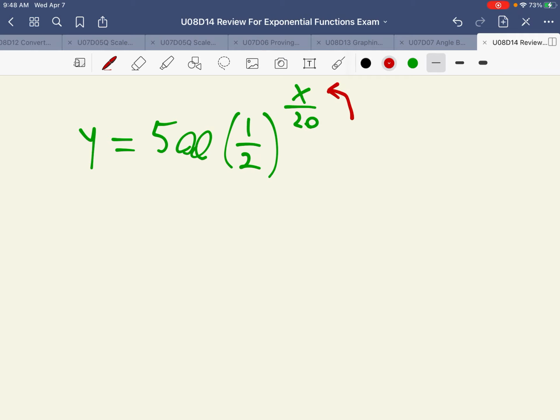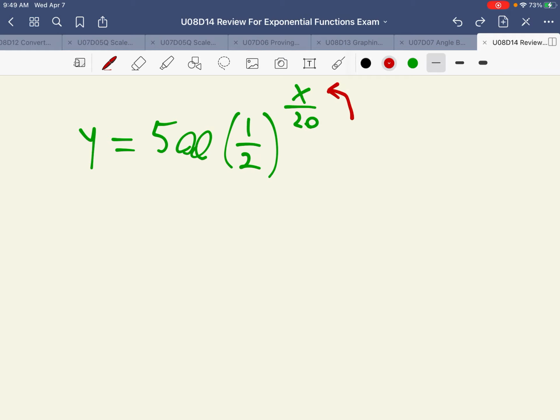So once this reaches 20, it's the same thing as multiplying it by a half once. After 40, it would be like this was a 2, and the 500 original grams would cut in half twice. And I'm just trying to make it clear why we write this kind of formula for a half-life problem. We also do it for doubling problems as well.